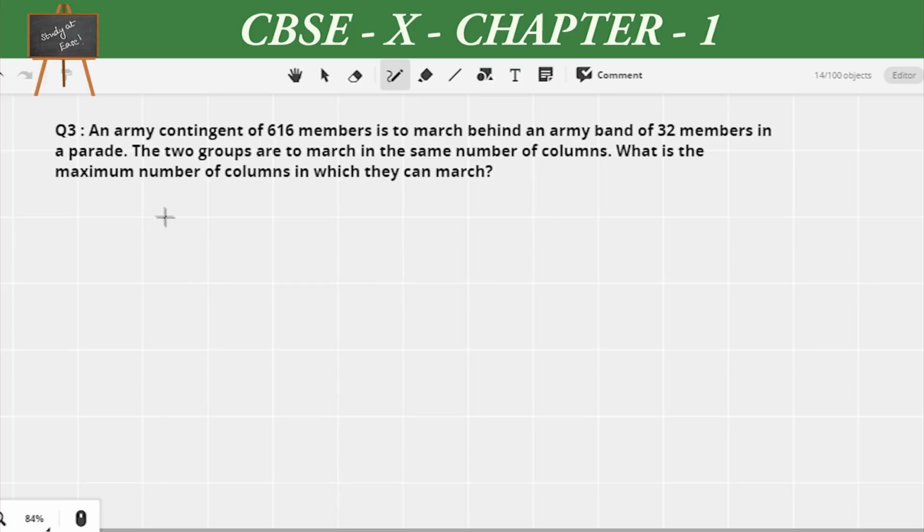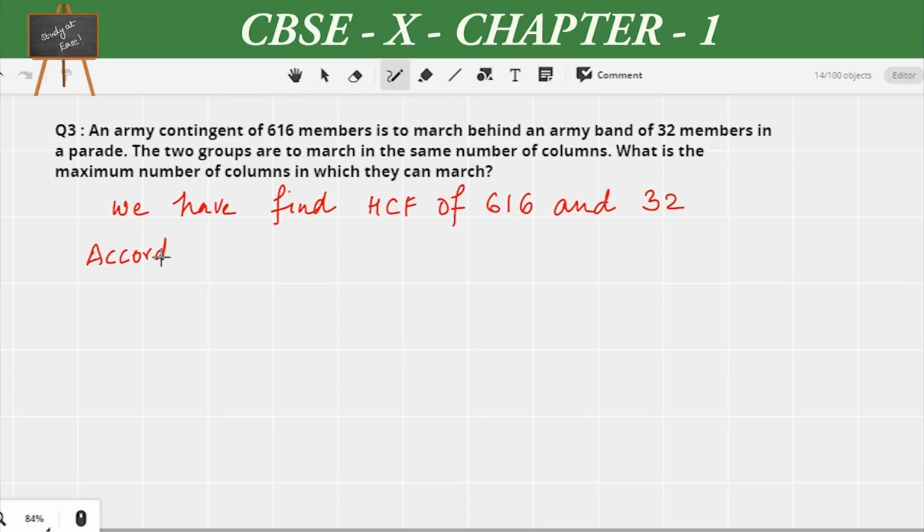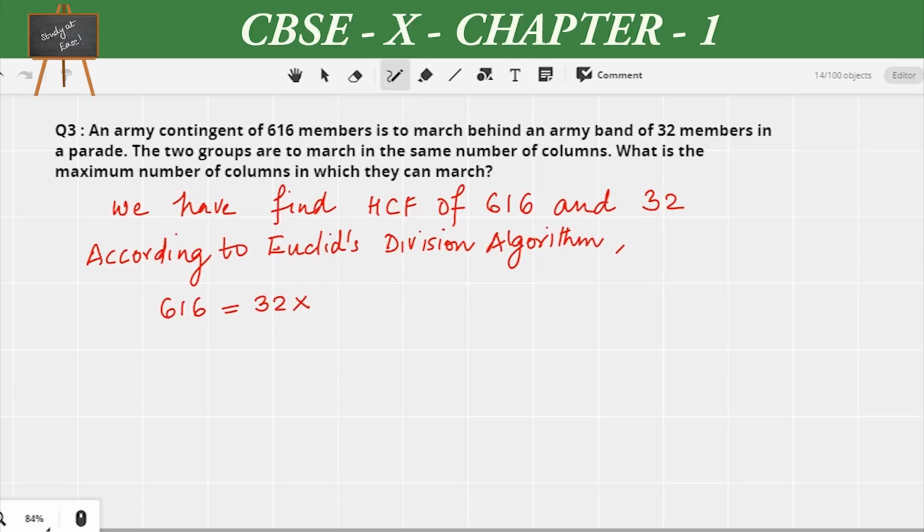As you see in the second line, we get a clue that the two groups should have the same number of columns. So that means we have to find something in common. So let's find the HCF. So we have to find the HCF in this question. So according to Euclid's division algorithm, 616 is equal to 32 multiplied by 19 plus 8.